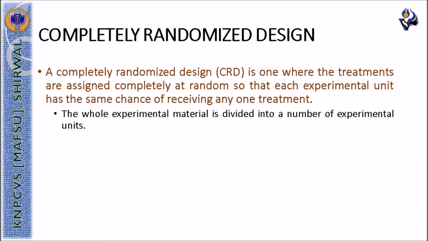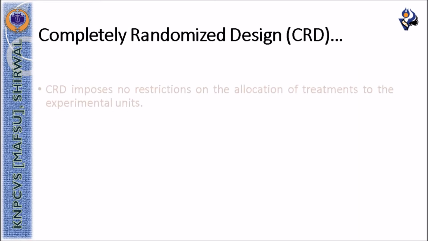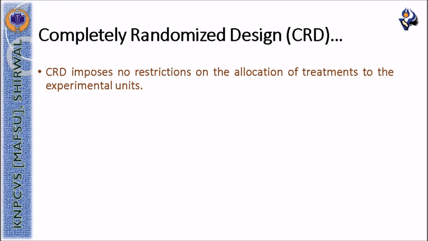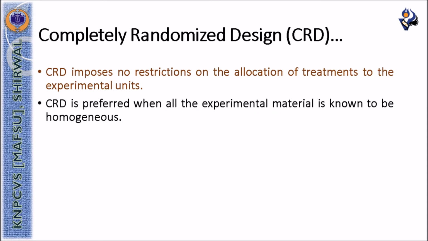The whole experimental material is divided into a number of experimental units. The experimental units are allotted purely at random to the various treatments. This design imposes no restrictions on the allocation of treatments to the various experimental units. It is preferred when all the experimental material is known to be homogeneous.